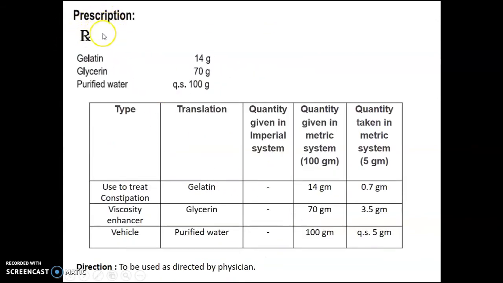Prescription is denoted by the symbol Rx. Gelatin 14 gram, glycerin 70 gram, purified water quantity sufficient to prepare up to 100 gram. Let's discuss in detail the formulation table. Type, that is category, use or role of the ingredient. Translation means the name of the ingredient.